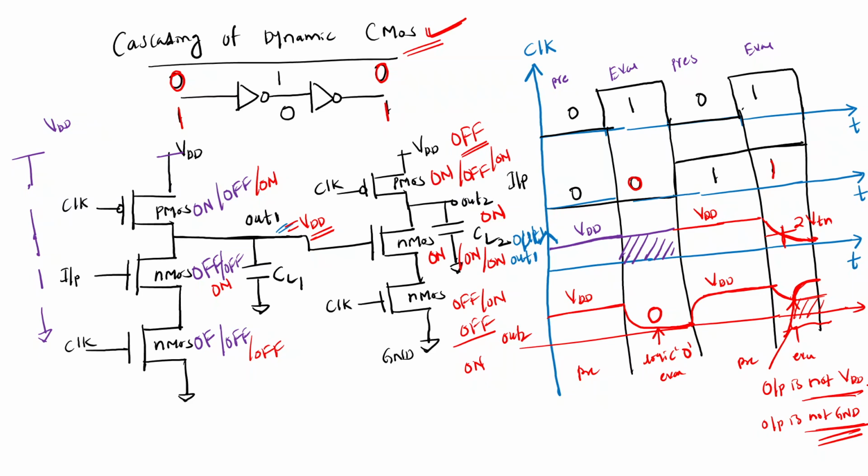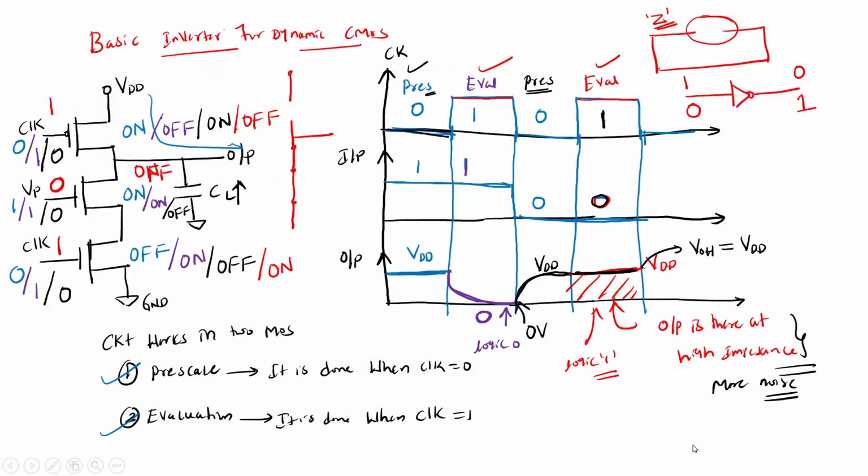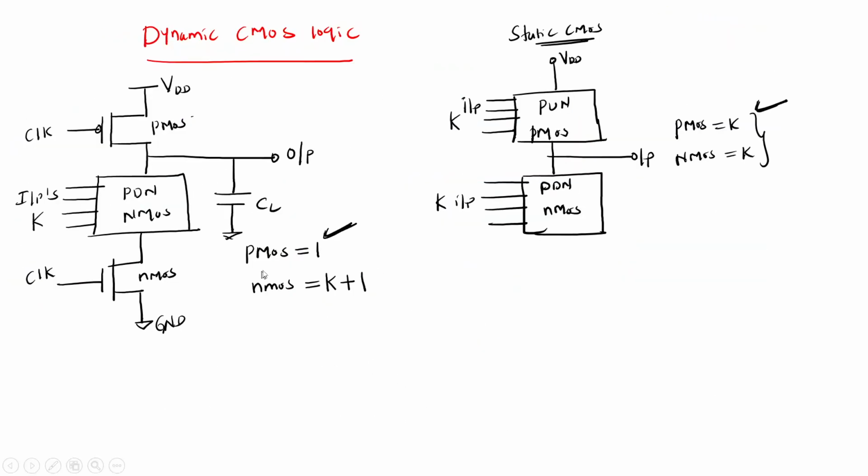Okay, is it fine? Do you understand what the issues in the cascade are? So what is dynamic CMOS? We have already seen this. What is the difference between static and dynamic CMOS with respect to the general figure? Fewer PMOS will be used in dynamic CMOS, and more PMOS will be used in static CMOS as a pull-up.